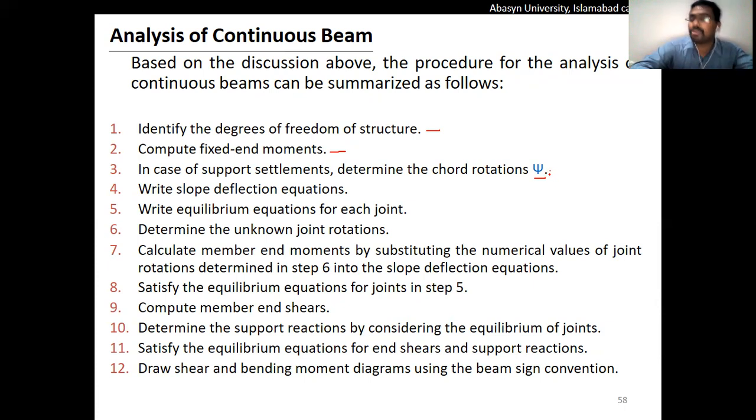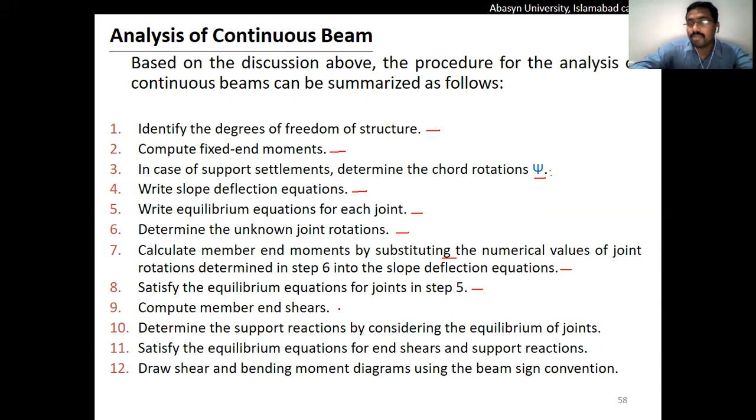I am also going to solve an example of support settlement in the next class, so you will get a more brief idea of how we tackle it. Then you write the slope and deflection equations, write the equilibrium equation for each joint, determine the unknown joint rotations, that is theta B and theta C, and calculate the member end moments by substituting numerical values of joint rotations. You will find the member end moments MAB, MBC, MCD, and so on. Then satisfy the equilibrium equation, or give a check of your equations.